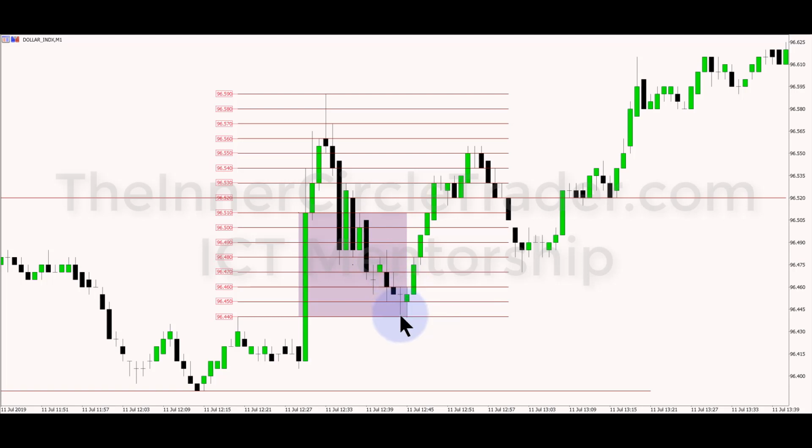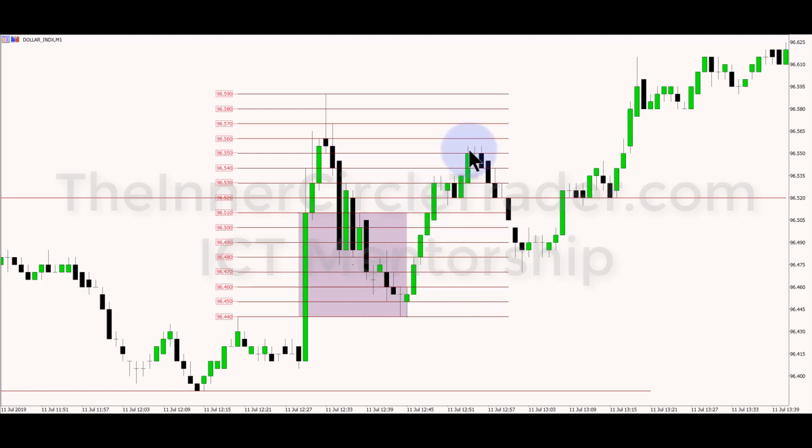Notice how when it hits this price level here, it's completely rebalanced. The high of the candle again, 96.44. The low on this candle is 96.44. So this is a complete balanced low resistance liquidity run. Now we are free to trade higher, and there's no reason for it to come back down to this level at this time once it starts to trade higher.